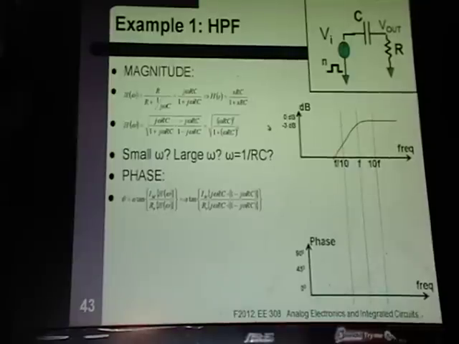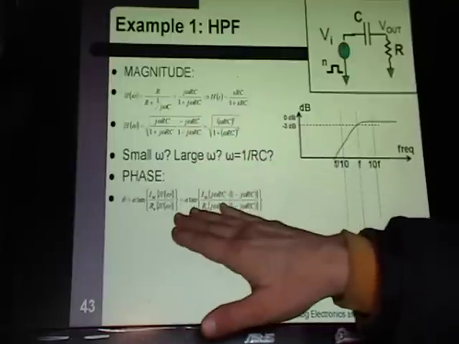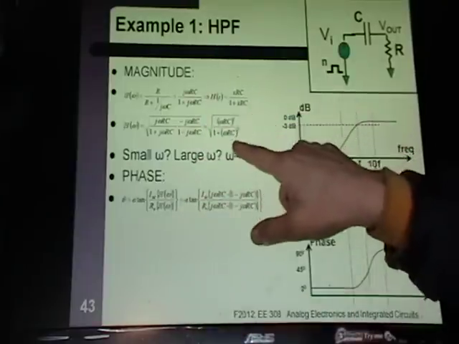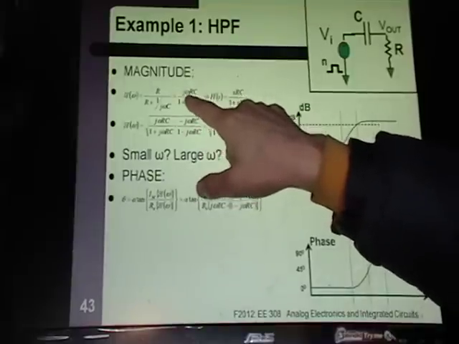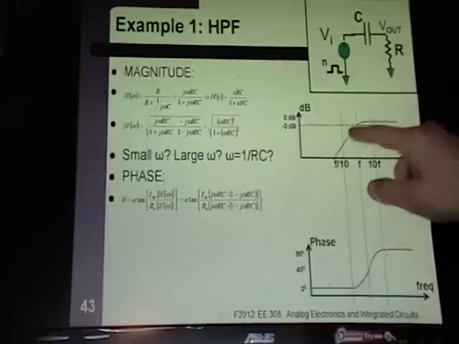High-pass filter, I just added this in to compare because we do see high-pass filters in our circuits too. With a high-pass filter, again, you find the magnitude the same way, the phase the same way, but what happens is you end up with a 0 at frequency 0. So this starts and goes up.